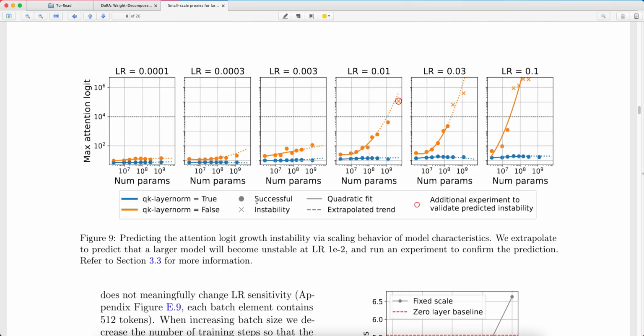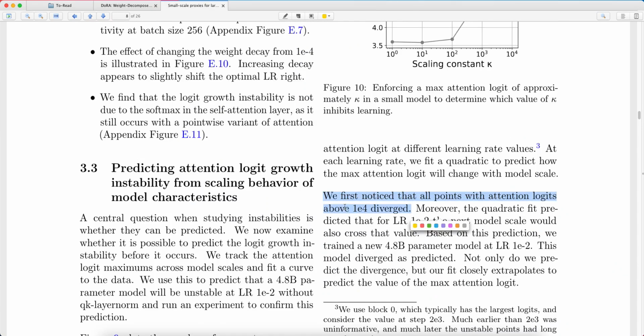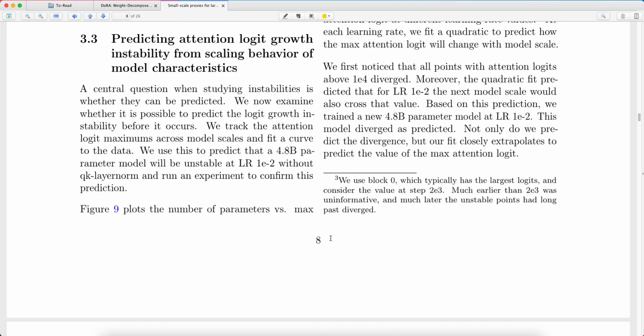Oh, I see. So instability. Above 1e4, we have these x's, which is loss exploding. So that makes sense. The quadratic fit predicted that for LR 1e-2, the next model scale would cross that value. This model diverged as predicted. Our fit closely extrapolates to predict the value of the max attention logit.